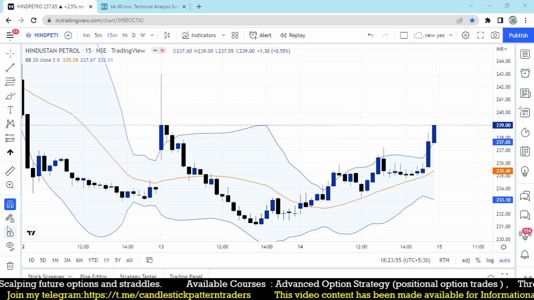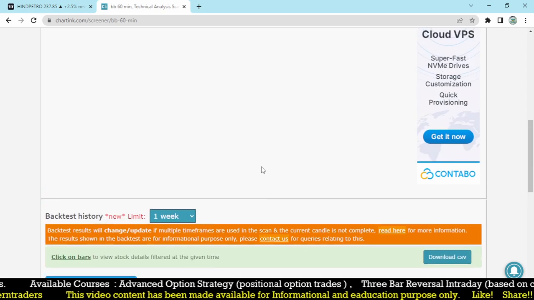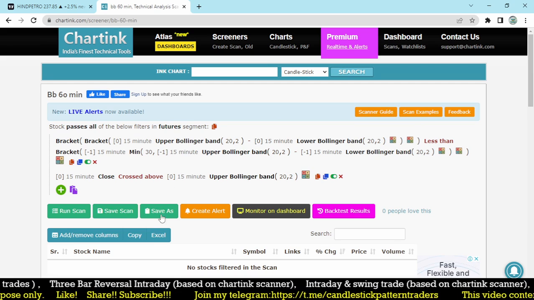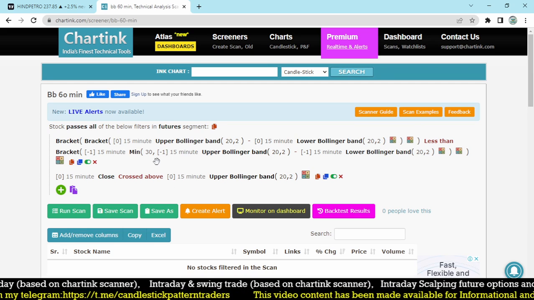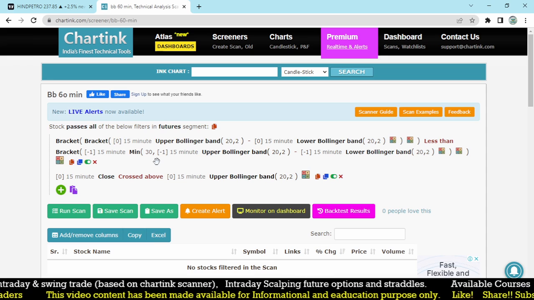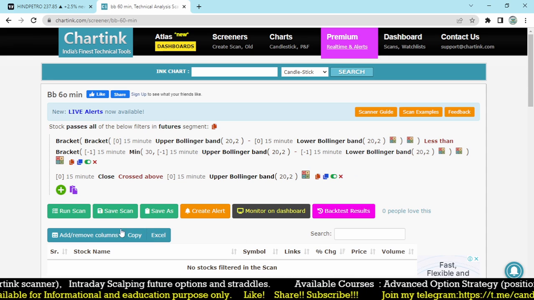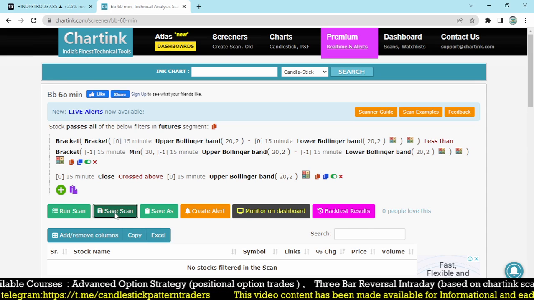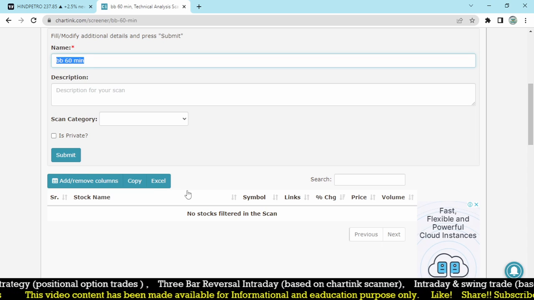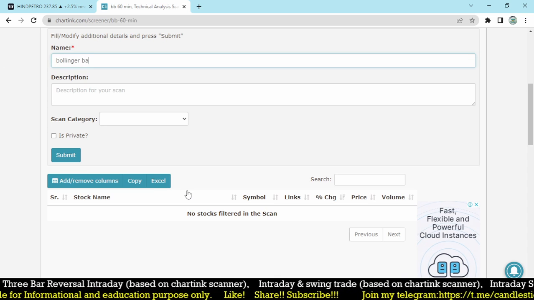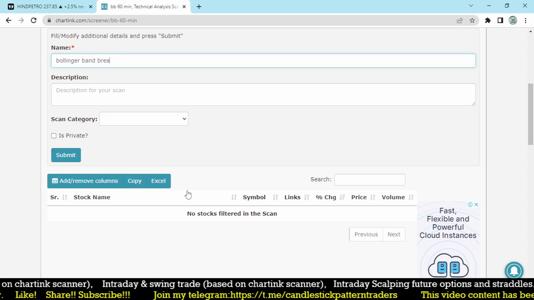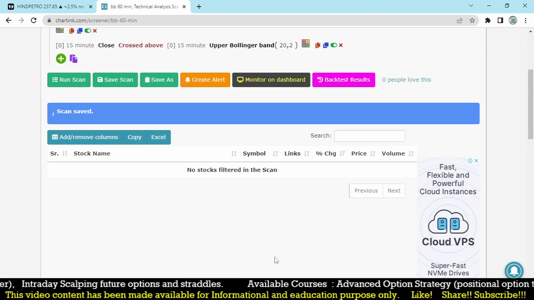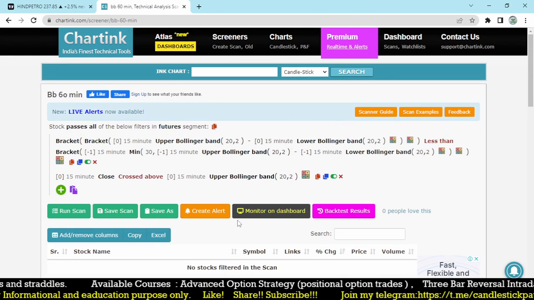If you understand the concept, you can make use of the scanners. In this scanner, you can change the time frame to whatever you want. You can change it for all time frames. That will work for you. Now it is on 15 minutes. If you want to change the time frame to hourly, you can change it to wherever you want. So I will save the scan. 15 minutes I will share with you, Bollinger Band and breakout 15 minutes. You can change it to whatever time you want. You will get your time frames.